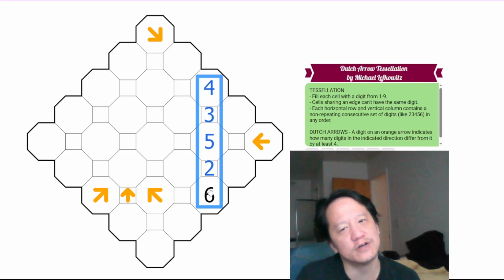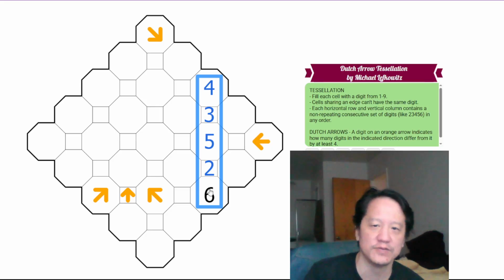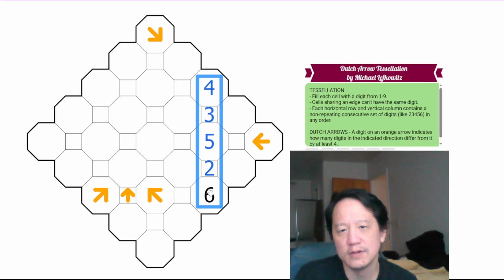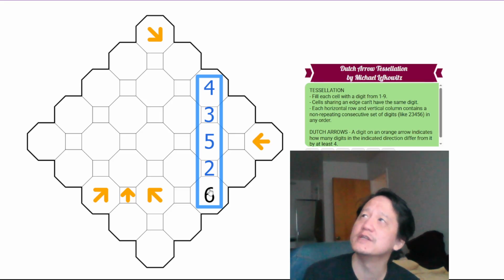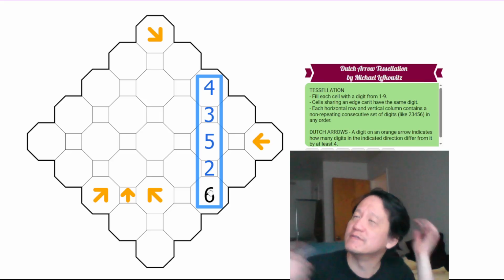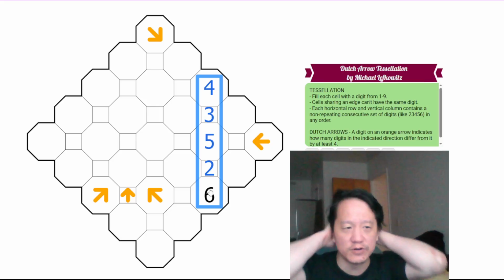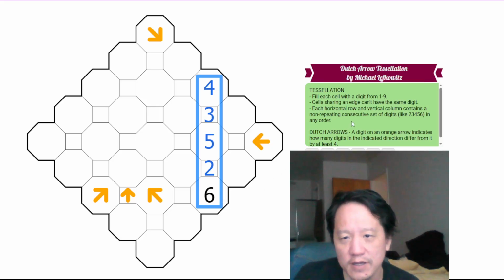Actually, I would prefer calling it a non-repeating set of consecutive digits, right? Non-repeating consecutive set, I guess that works also. Non-repeating consecutive set of digits. I'm not sure whether it really changes very much going from one way to the other.